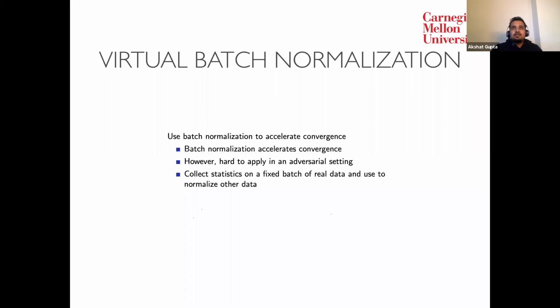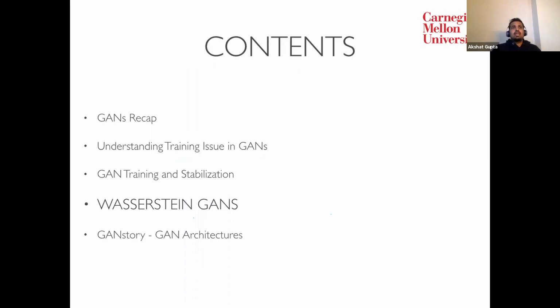So how virtual batch normalization is different from the usual batch normalization is that we pick a batch of real data and we collect statistics of the shift and the scaling that's done in batch normalization over this fixed batch of real data. And that's what we use to do batch normalization for any mini-batch that we use in GANs. So these were some of the methods that people use for GAN training and stabilization.